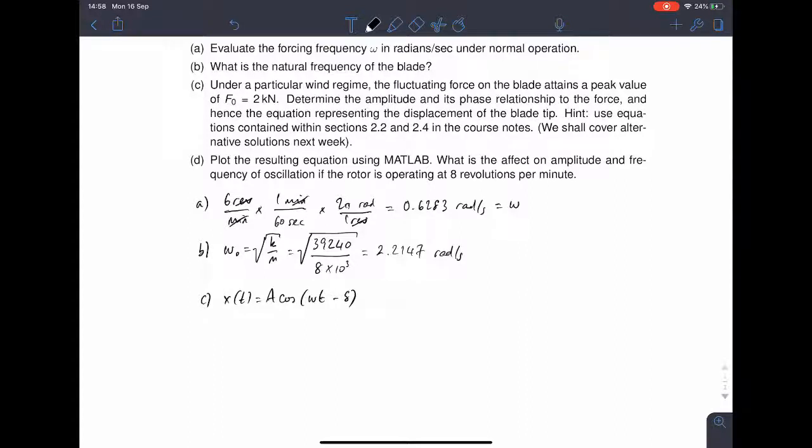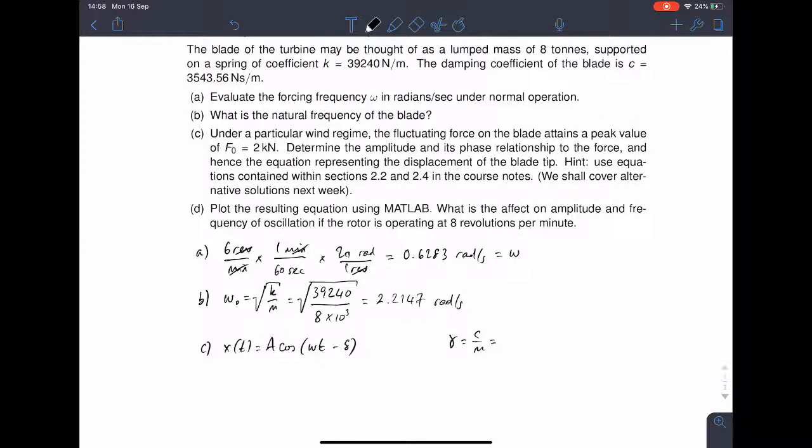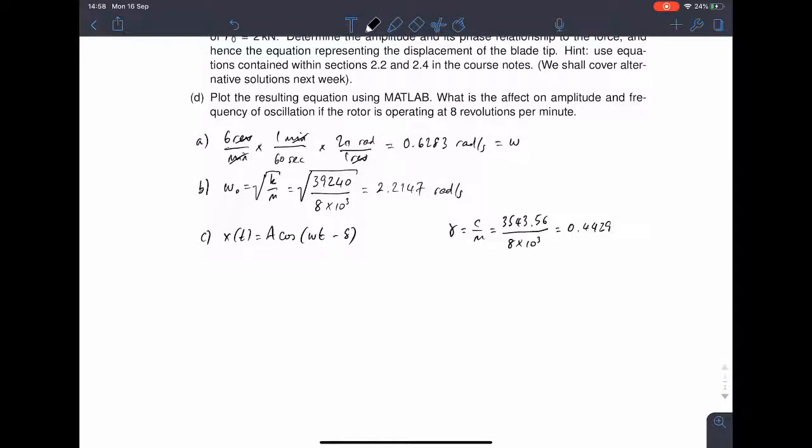Now I know that the equations for A and delta require us to know what gamma is, so I'm going to work it out up here so we can refer to it. Gamma we know is C upon M. C is 3543.56, and M we know is 8 tons, 8 times 10 to the 3. If you do those sums, that comes out to be 0.4429. So let's work this out.